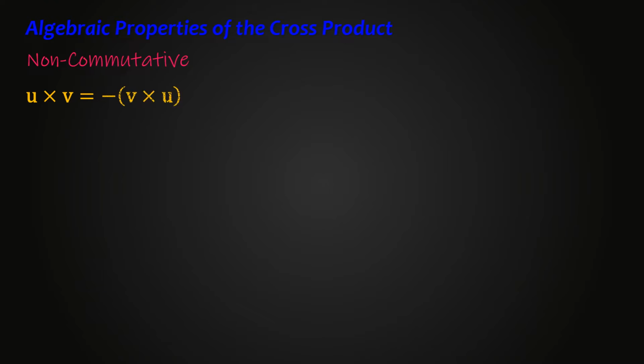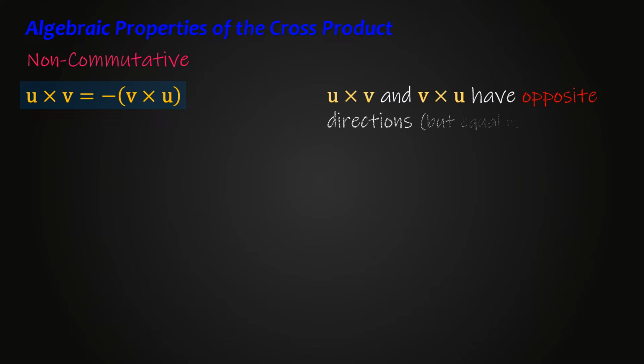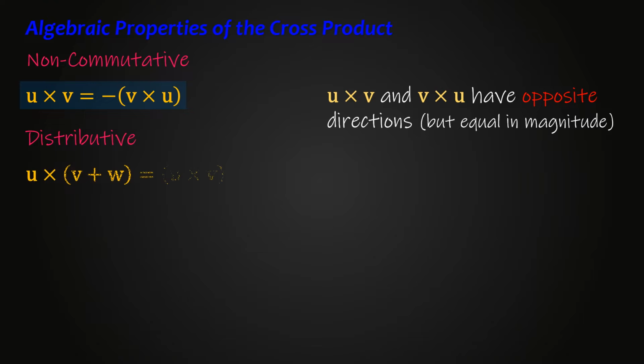Algebraic properties of the cross product. Let u, v, and w be vectors and k be a scalar. Non-commutative. The cross product of u and v is equal to the negative of the cross product of v and u. This means that these cross products point in opposite directions. Distributive over vector addition. The cross product of u and the sum of v and w is the sum of the cross product of u and v and the cross product of u and w.